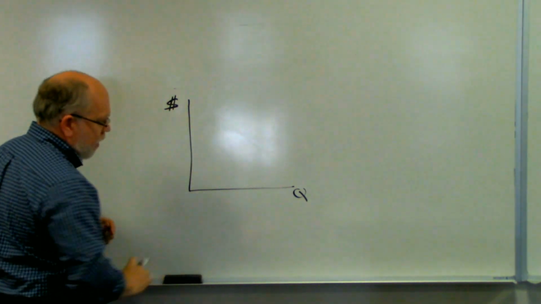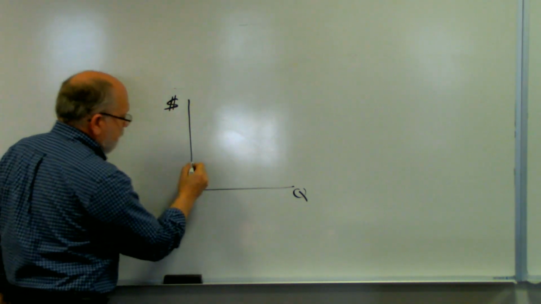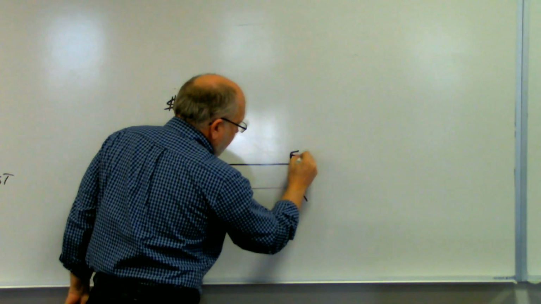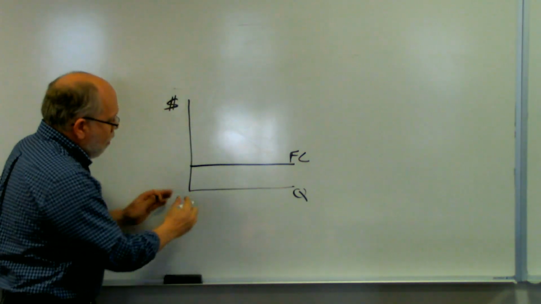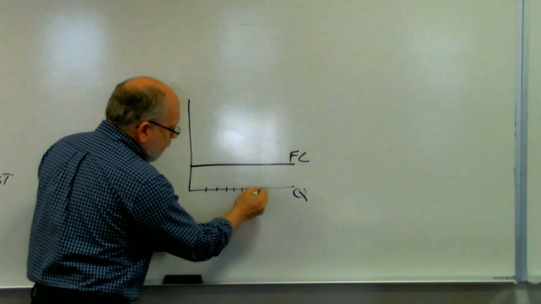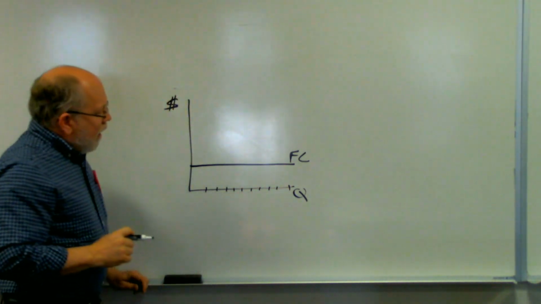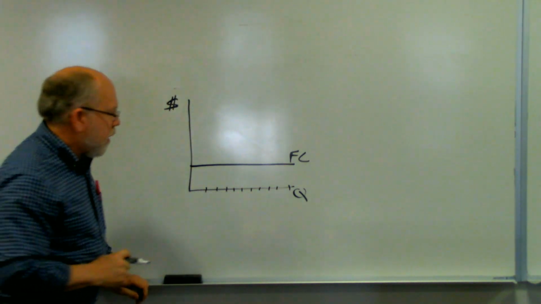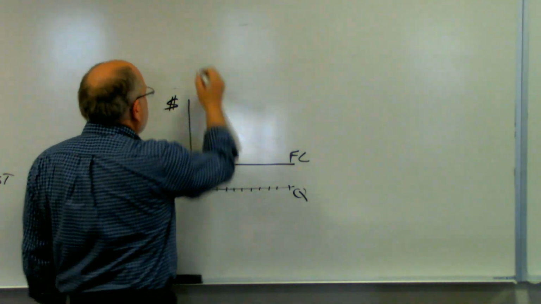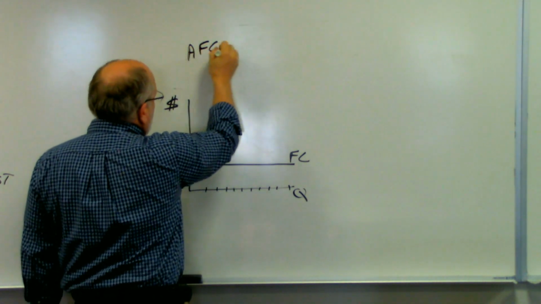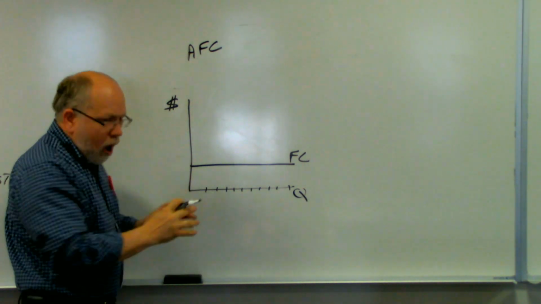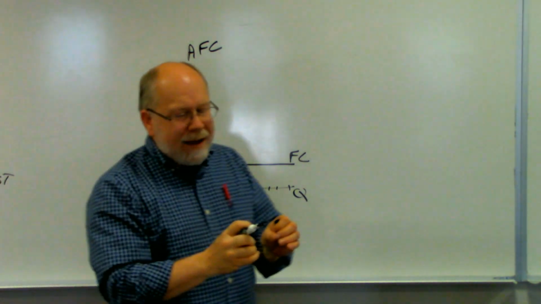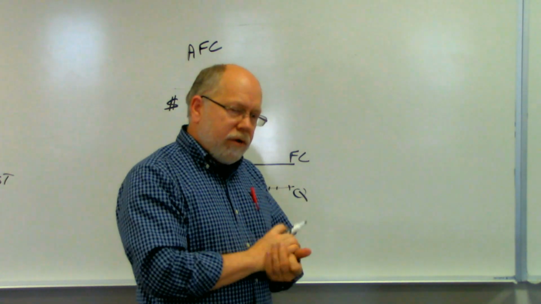And we left off last time saying, okay, we have a fixed cost. A fixed cost is what we call a flatliner. It just stays the same no matter what output. The next concept has to do with something called average fixed costs, where we take the cost and we divide it by the amount of units that we produce.